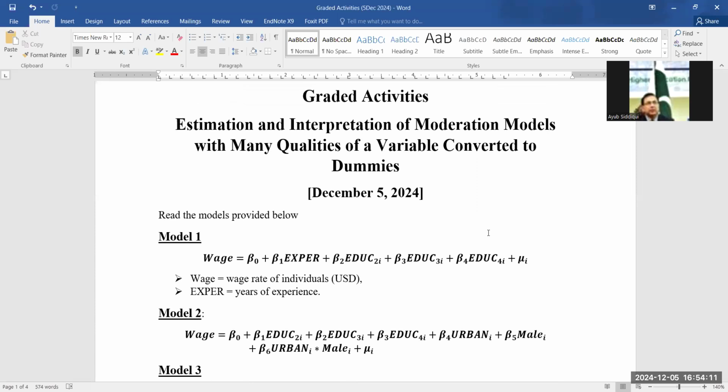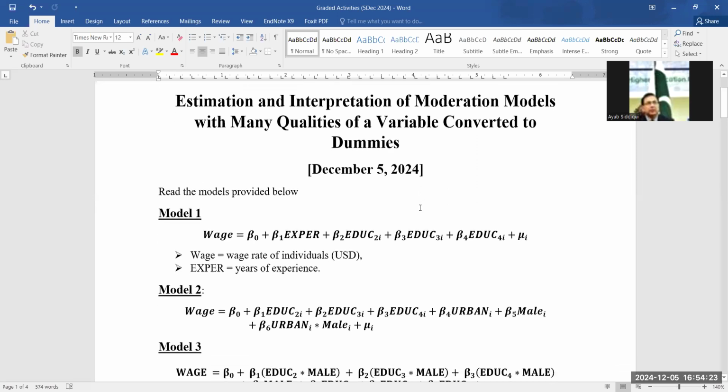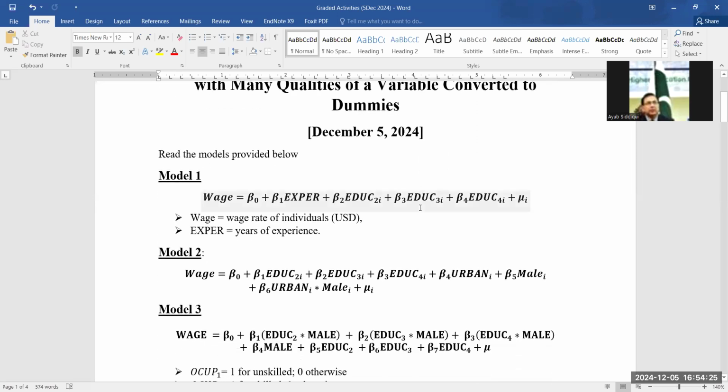In today's lecture, we'll be discussing the graded activities. These activities were assigned to the students of advanced statistical modeling. The students were given three models to estimate and then interpret their results. Each of these models includes the dummy variables as independent variables, and the dependent variable is quantitative in nature.